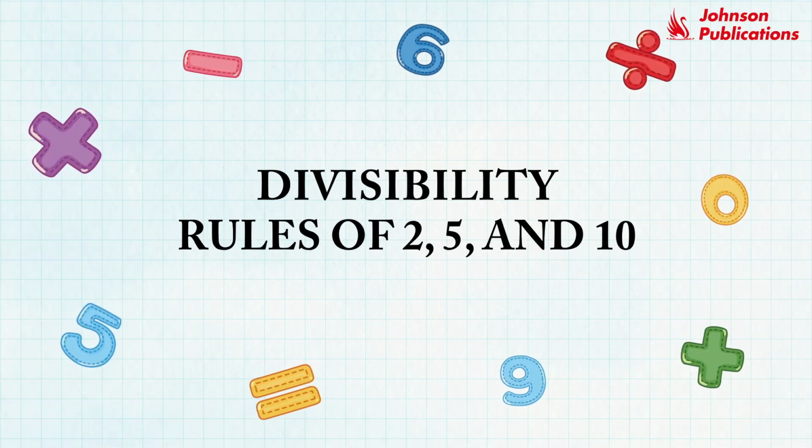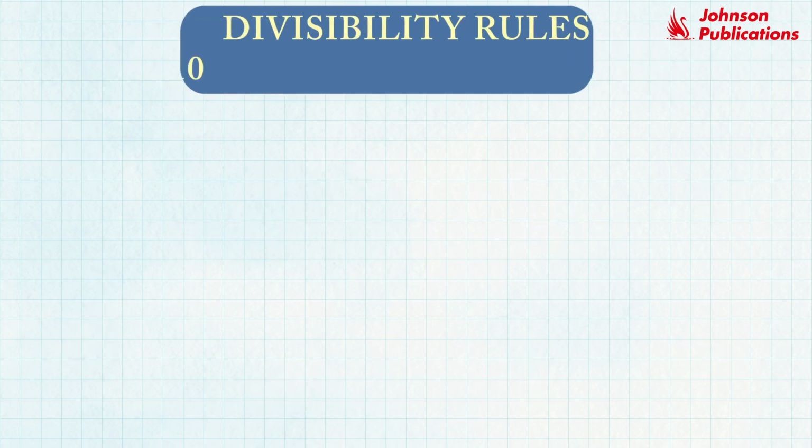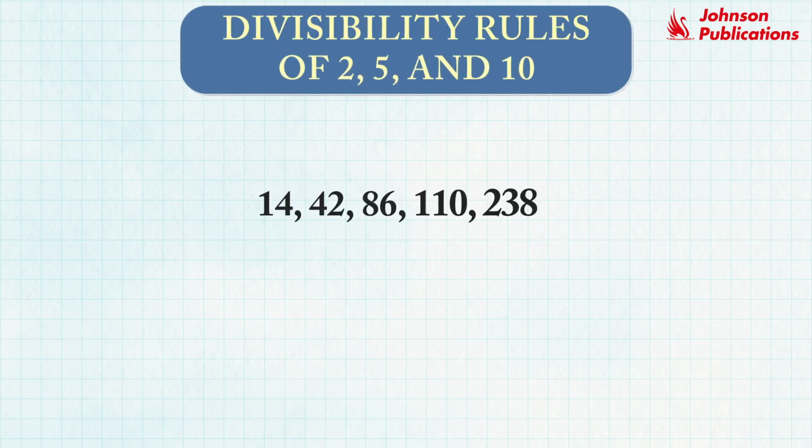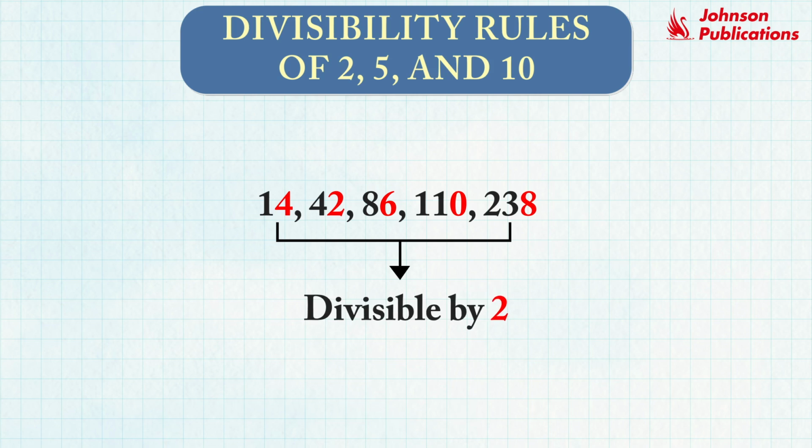Divisibility rules of 2, 5, and 10. A number is said to be divisible by 2 if it has 0, 2, 4, 6 or 8 digits in its ones place. For example, 14, 42, 86, 110 and 238 are divisible by 2.